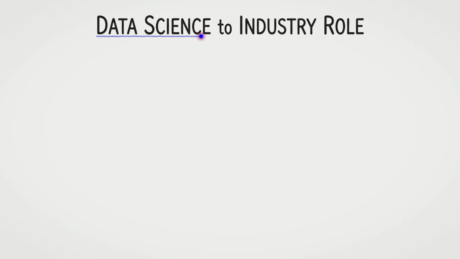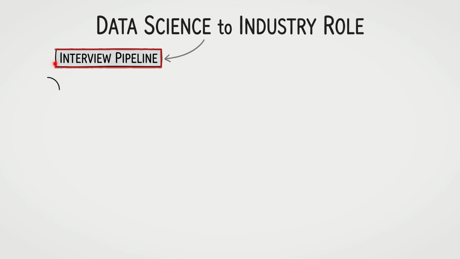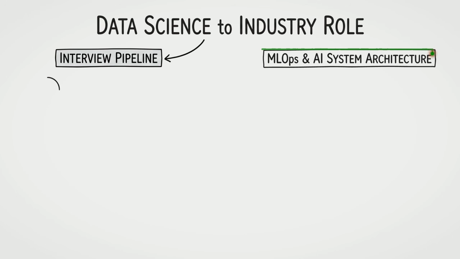Making the transition from learning data science to landing a role in the industry really comes down to two main pillars. First, you need to understand the formal interview pipeline, and second, you need to be comfortable mastering the architecture of modern AI systems, which includes concepts like MLOps. Let's break down the interview process first. It generally follows a structured multi-stage path.